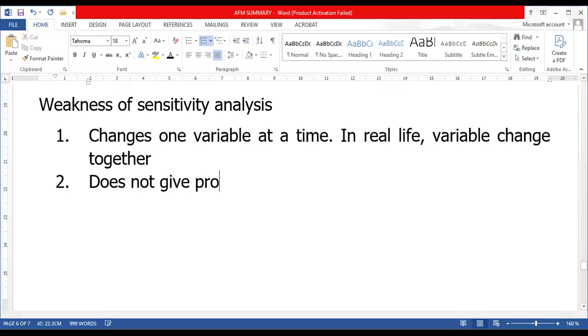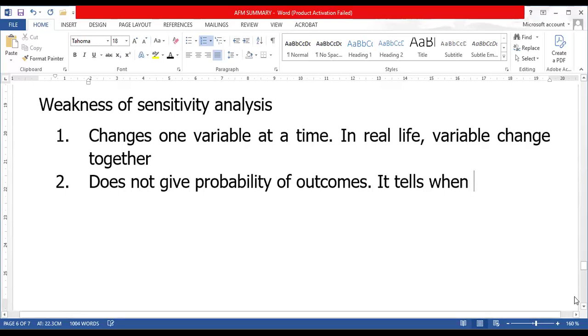It does not give the probability. One of the weaknesses also is that it does not give the probability of outcomes. It does not tell us what will happen. It simply tells us when it can happen.